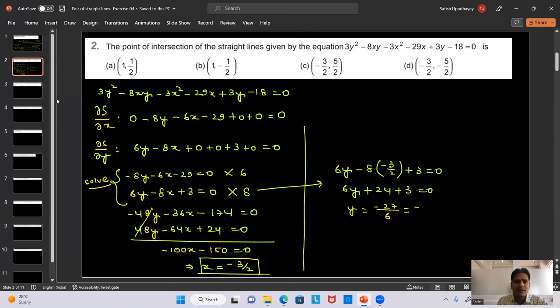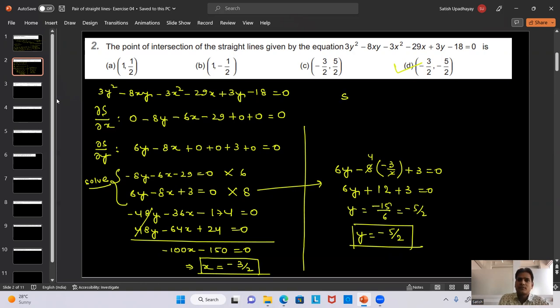So 6y minus 8, value of x is minus 3 by 2 and plus 3 equal to 0. So 4 into 3, it will be 12 only, no? So it will be plus 12. So basically we will have this value as minus 15 upon 6. Okay, yes, we are now getting minus 5 by 2. So the y coordinate of point of intersection is minus 5 by 2. Hence the correct option is option D, minus 3 upon 2 and minus 5 upon 2. So this is the method for finding the point of intersection.